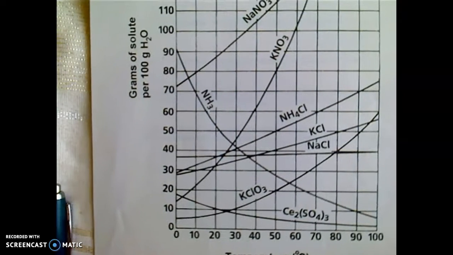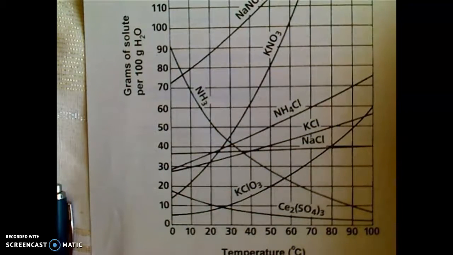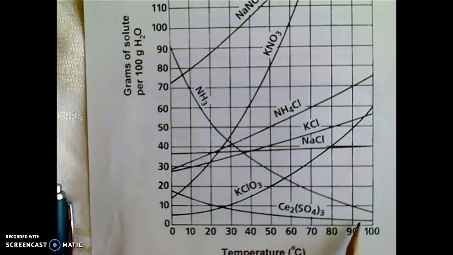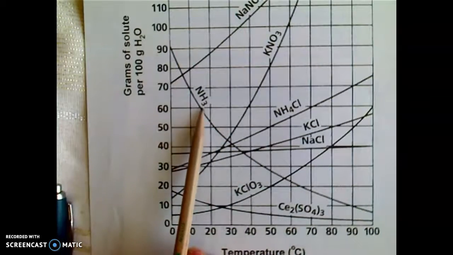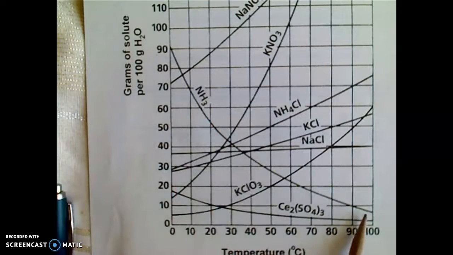You will notice that most substances can dissolve more as the temperature goes up. There are very few that dissolve less. Now, NH3 is a gas. All gases are less soluble with higher temperatures. That's why if you have a fish tank, you have to monitor the temperature, because the dissolved oxygen becomes less as the temperature increases. So you have to maintain a certain temperature in your fish tank.